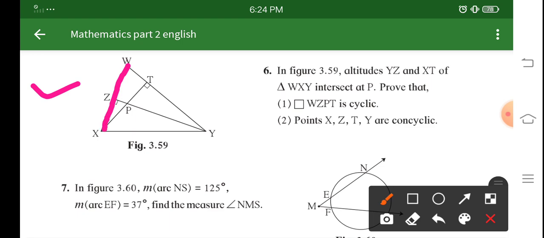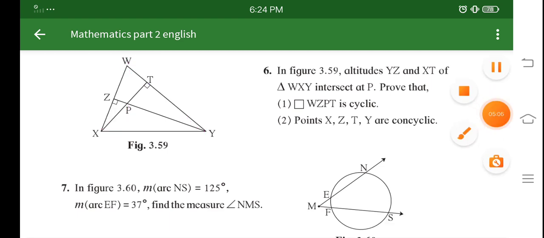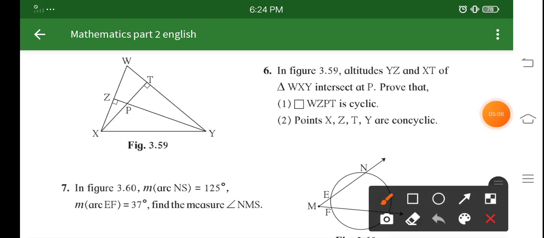WXY, right? This triangle, that means you can say this triangle only. They all intersect at point P. Can you see that triangle? That means in triangle WXY, they are intersecting at point P. If we see that, what we have to prove is that it is making a quadrilateral, right?